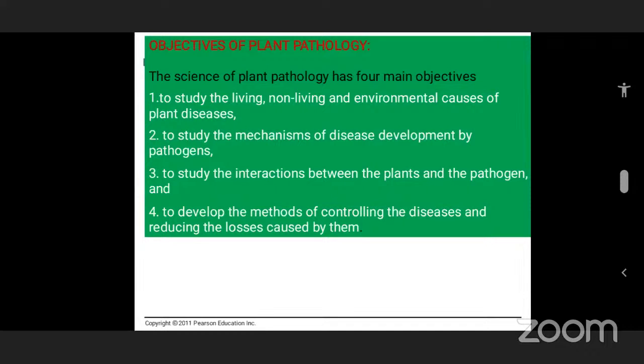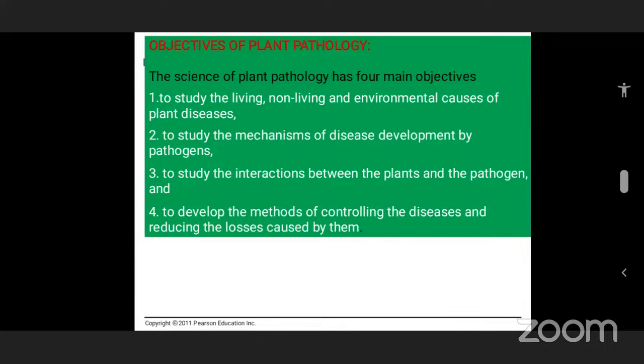Okay. Next one, to study the mechanism of plant disease development. So how the disease progressively increases or stagnates. That means either the disease will increase or sometimes the disease will stop. Suppose the disease is continuously increasing from the first day, from the initiation of the disease up to the complete development of the disease, we have to completely study that.